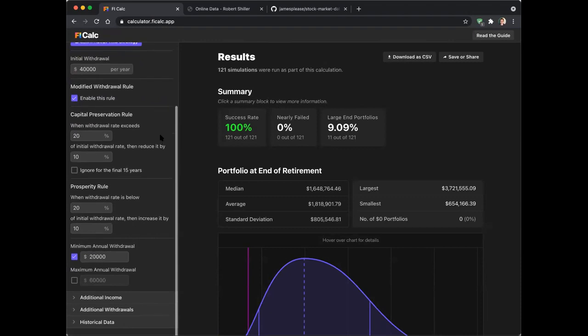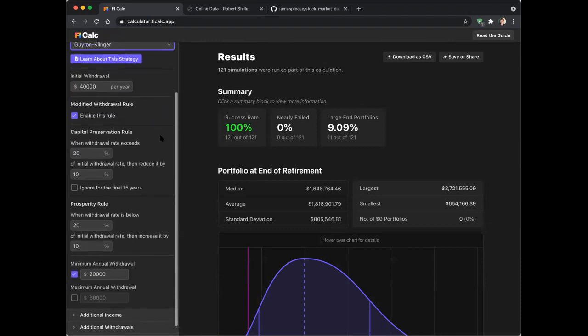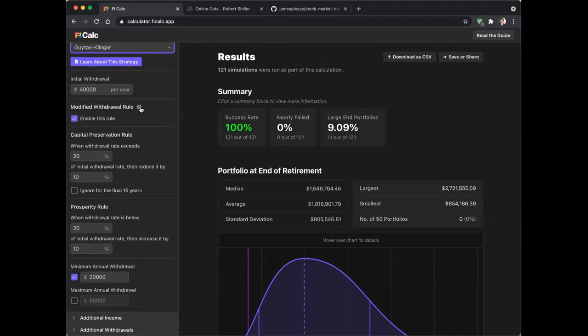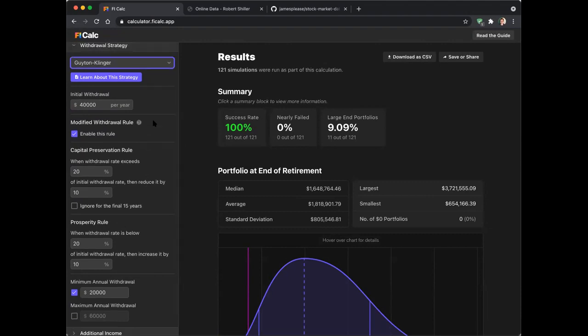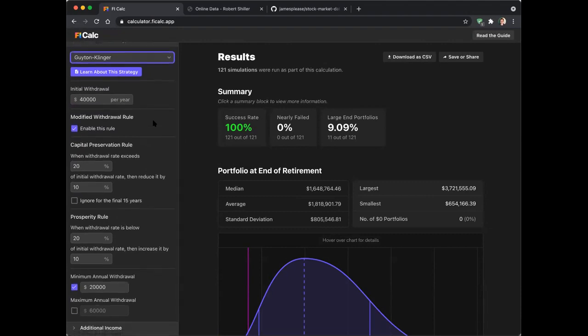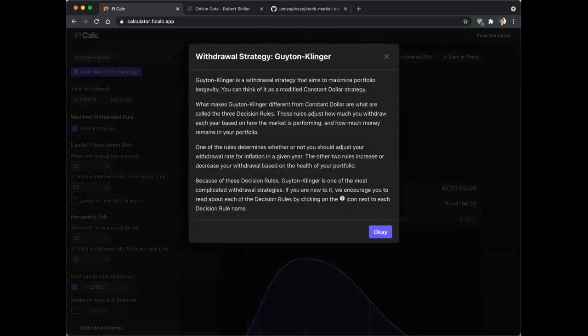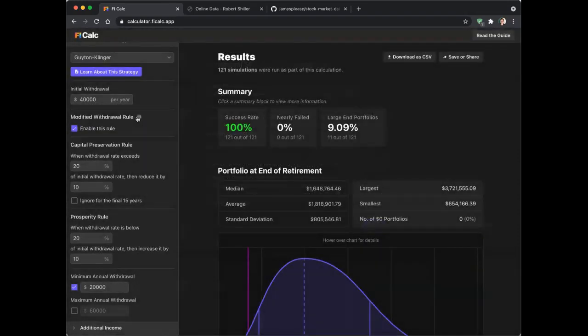And yeah, so another one is Guyton-Klinger. This one is the most complicated withdrawal strategy that I'm aware of. It just has these three rules. They're a little bit complicated, and it creates a larger form, but you're still able to fully configure Guyton-Klinger based on the paper where they introduced and described this method.